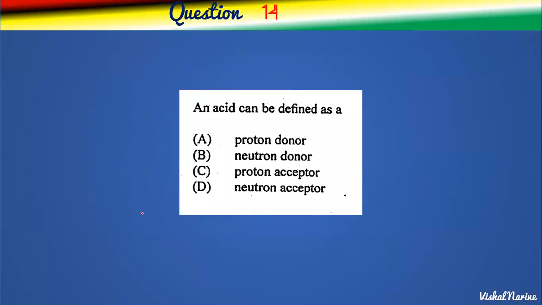Question 14. What is the definition of an acid? That's the first definition you normally get when you're in fourth form going through acids. It is defined as a proton donor. All right, so question 14 is A.